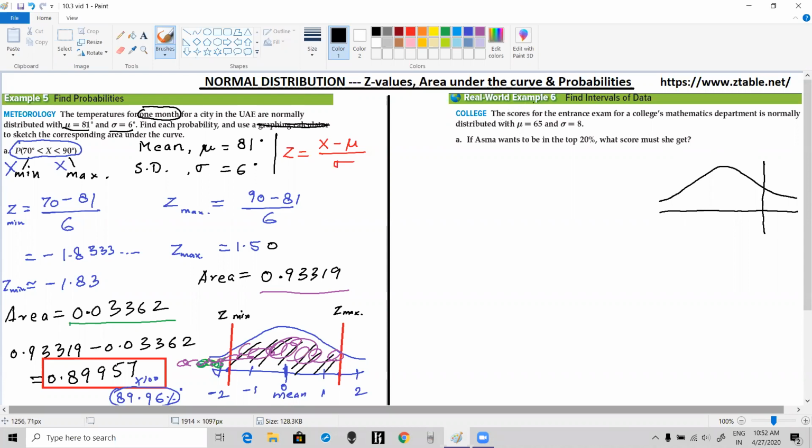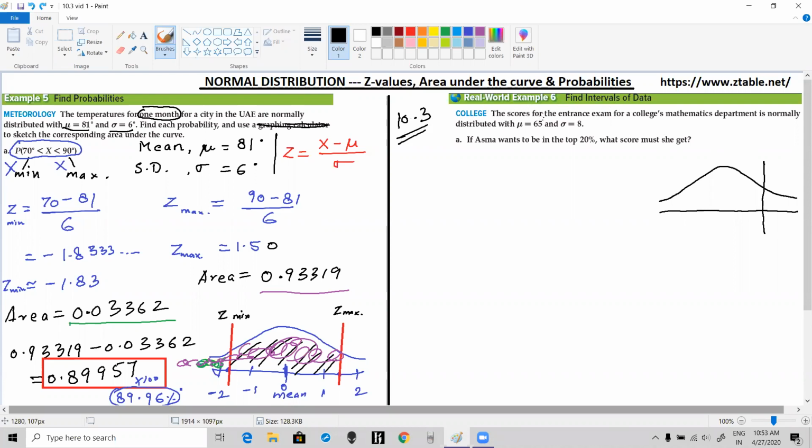We discussed the question on the left in the previous video. Now we are going to discuss the question on the right, and this is from unit 10.3 of your McGraw-Hill book. It says find the intervals of the data. So we need to find the X values in this case.